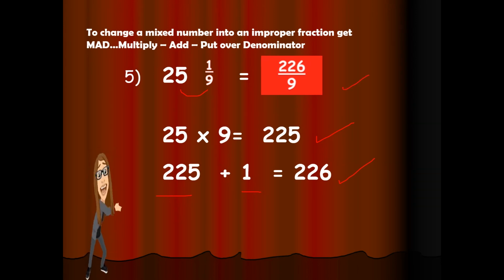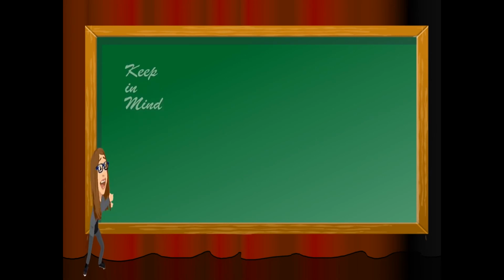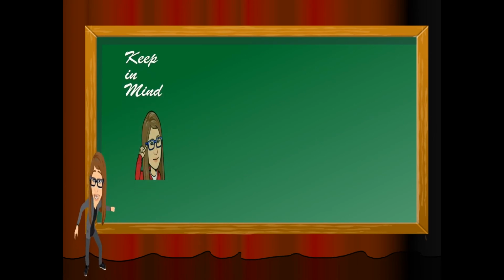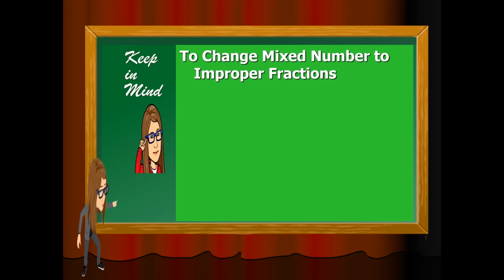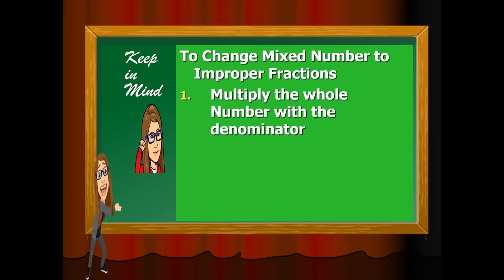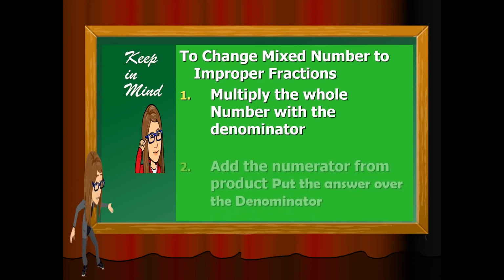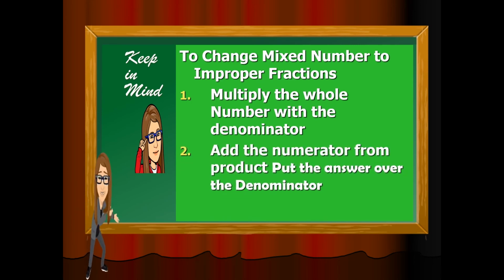So now class, I want you to keep in mind, to change a mixed number to an improper fraction, multiply the whole number with the denominator, then add the numerator to the product, then put the answer over the denominator.